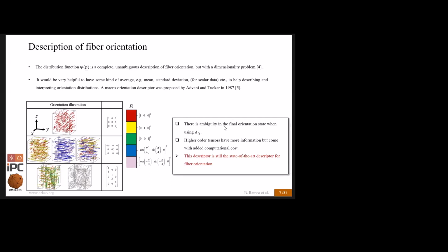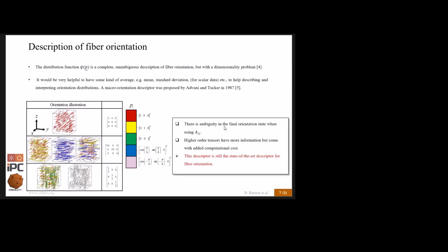In the first example, you have 1 in the first term of the diagonal. This means it's unambiguous that everything is oriented in the x direction. But as soon as you don't have 1, you have multiple states that can obtain the same orientation tensor. In the second one, you have 0.5 and 0.5 in the first two terms of the diagonal. If you have orientation at 0 and 90, plus 45, minus 45, or you mix both, it will yield the same orientation tensor.